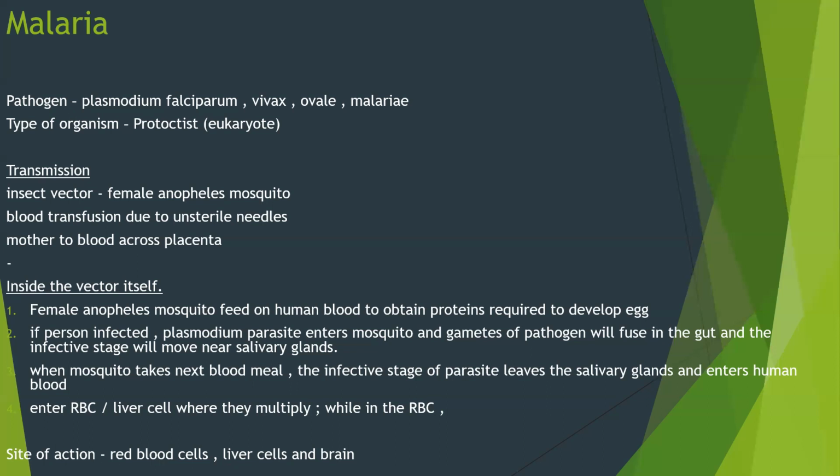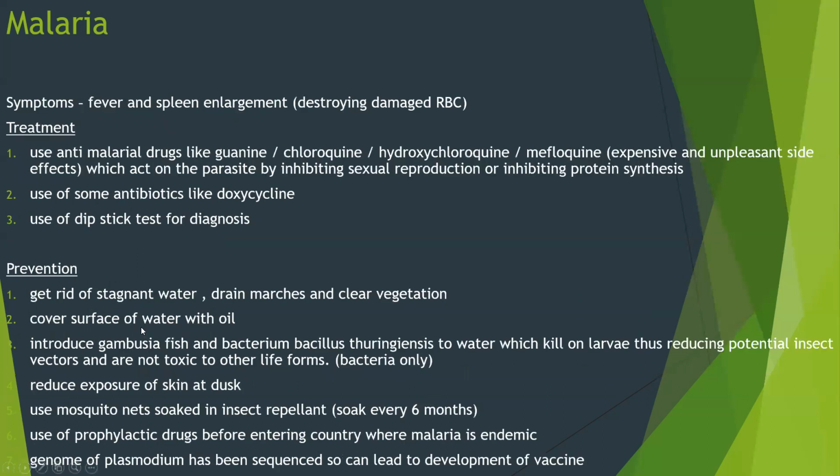So, as we talked about, the sites of action are red blood cells, liver cells, and the brain. The symptoms of malaria are spleen enlargement and fever. Spleen enlargement is due to a lot of red blood cells being damaged as the Plasmodium multiplies. What happens is that the damaged red blood cells need to be destroyed.